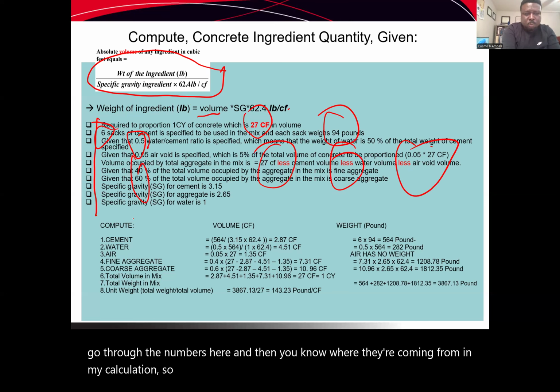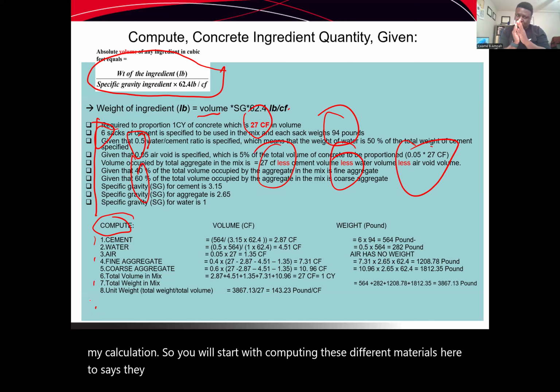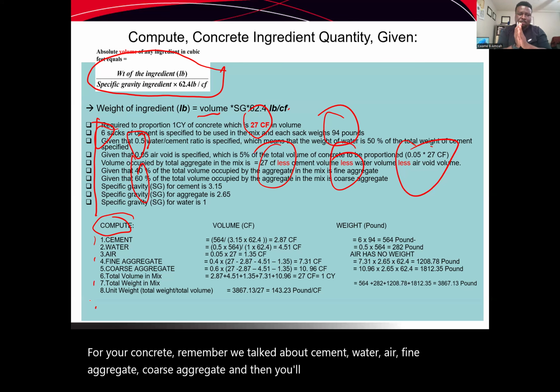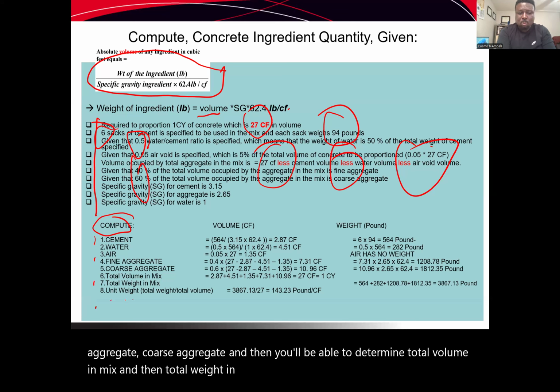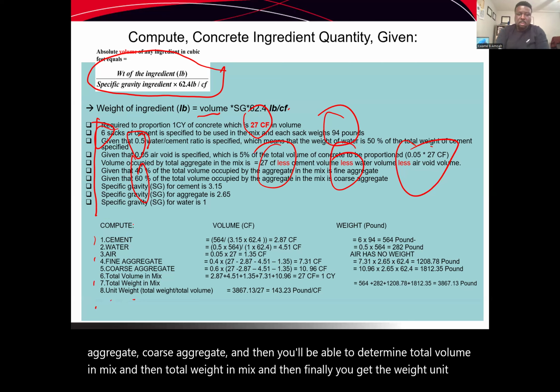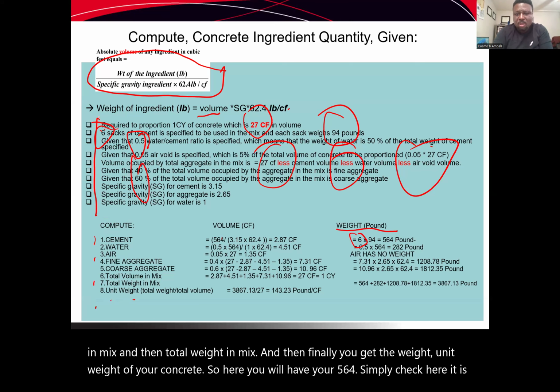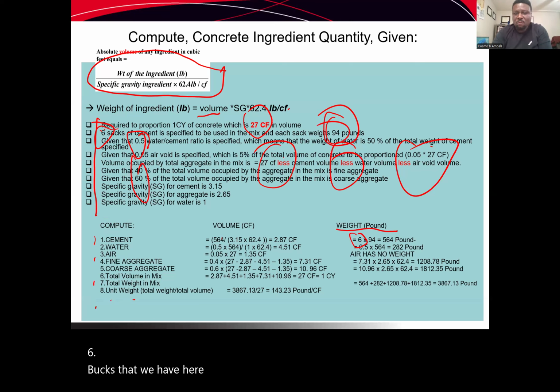So you will start with computing these different materials here, up to 6. They are the mix for your concrete. You remember we talked about cement, water, air, fine aggregate, coarse aggregate, and then you'll be able to determine total volume in mix, and then total weight in mix. And then finally, you get the unit weight of your concrete. So here, you will have your 564. Simply check here. It is 6 sacks that we have here by your 94 pounds, and that will give you that total weight for you.